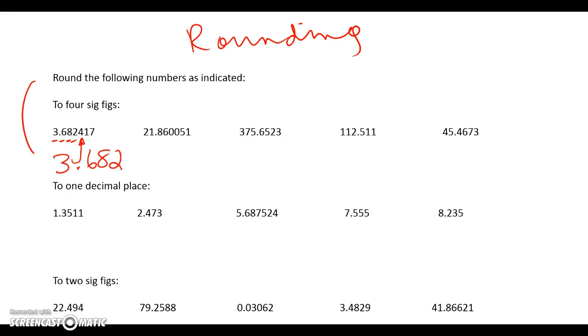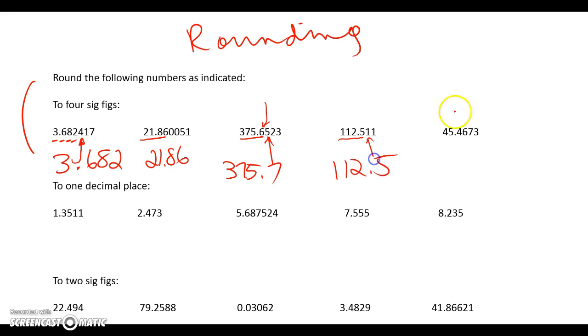So this one is 3.682. Here I look at 4 digits. That's a 0. I don't round up. Here I look at 4 digits. This fifth digit is a 5. So I have to round that number right there up to 375.7. All right, 1, 2, 3, 4. 4 or lower, I don't round up. 1, 2, 3, 4. That's 5 or higher. I have to round this up to 46.47.